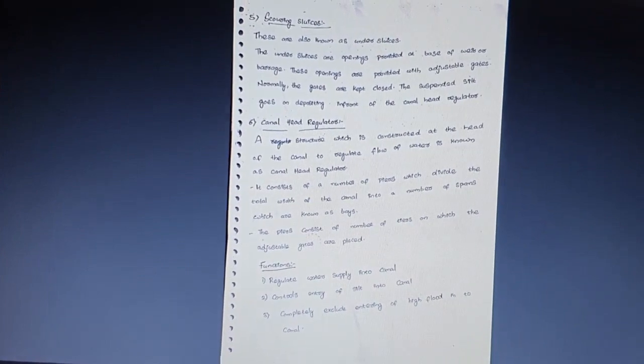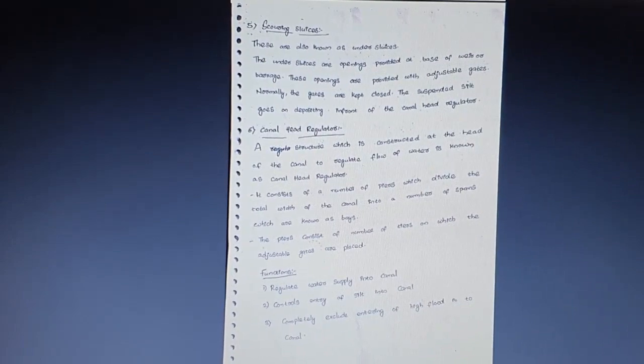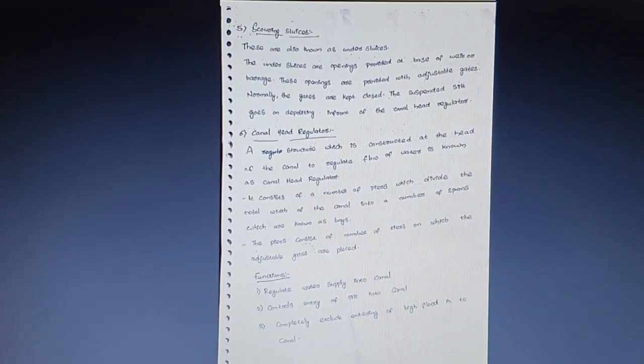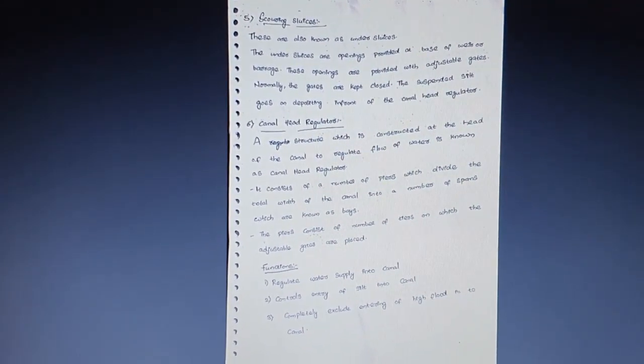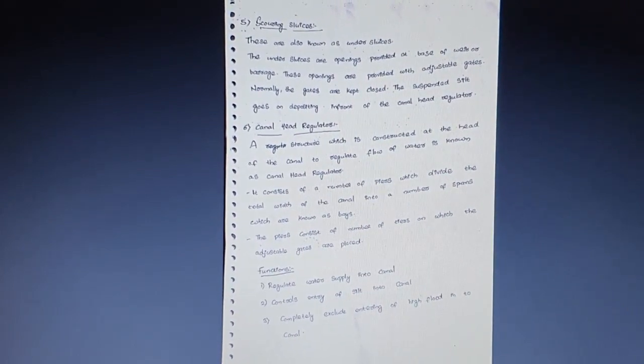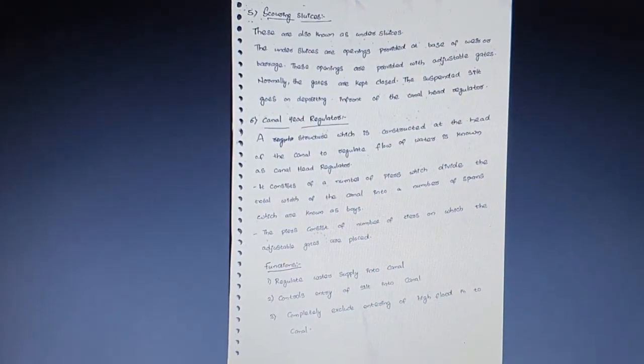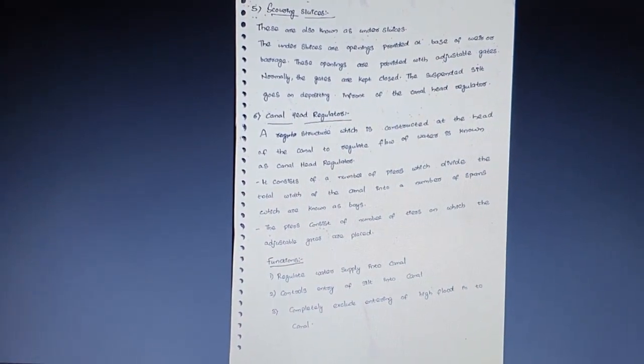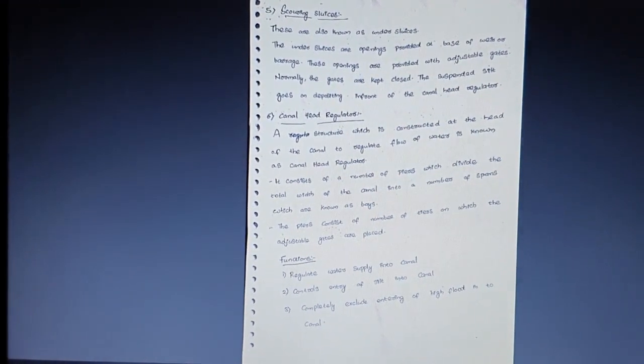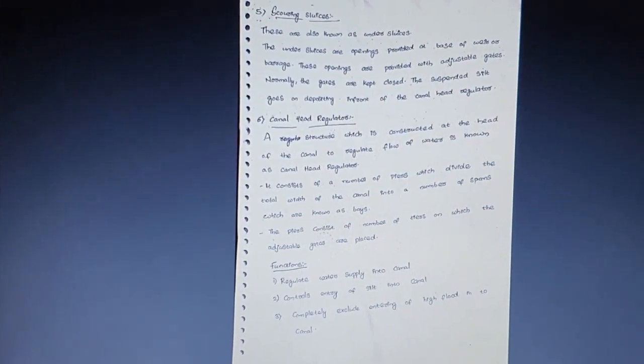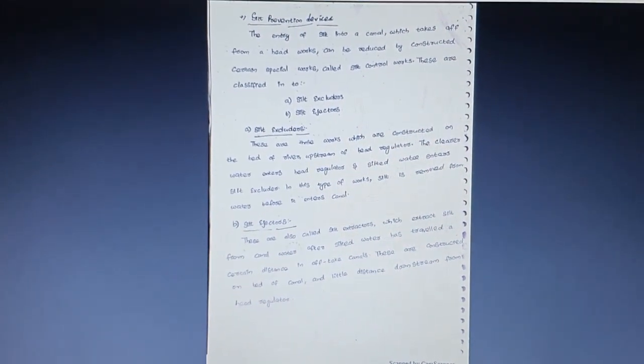It regulates the water supply, it controls the entry of silt, and it also completely excludes the entry of high flood water into the canal. Whenever you have a higher amount of rainfall, if you were to remove the gates of the barrage or the weir, the entire water would enter the low-lying areas wherever the canal passes. So in order to control that, we use the canal head regulator.